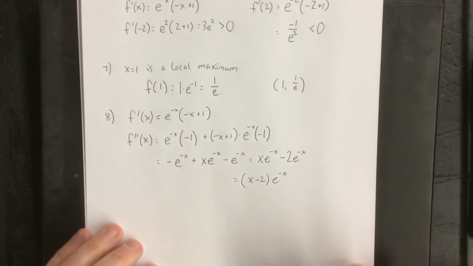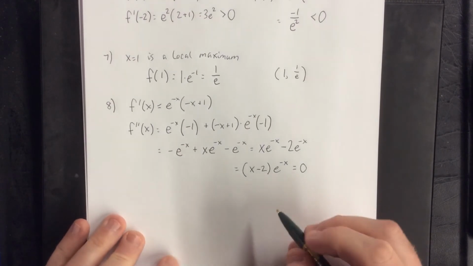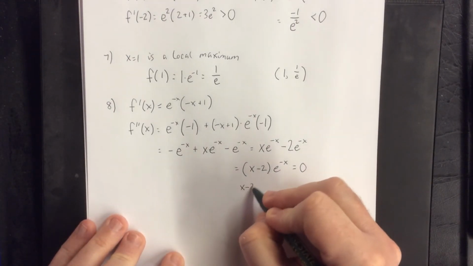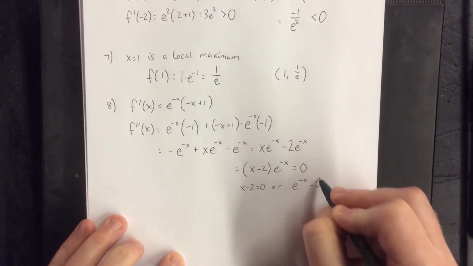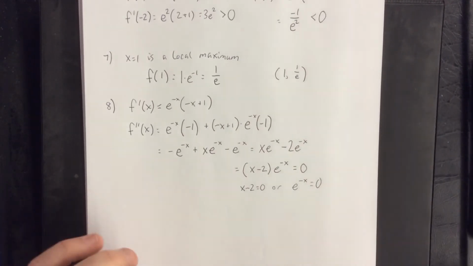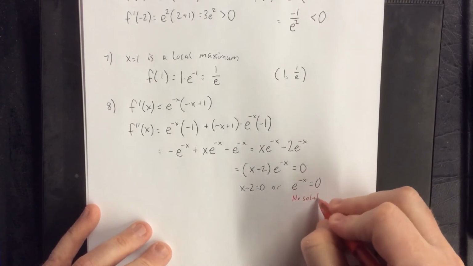Now once again, we're going to be setting this equal to 0 and solving for x. By the zero factor property, either x minus 2 is equal to 0 or e to the negative x is equal to 0. We just keep seeing this thing pop up in here, and it still has no solution.